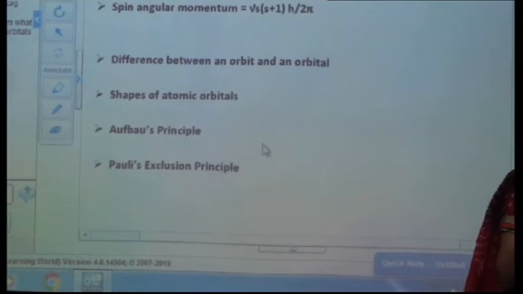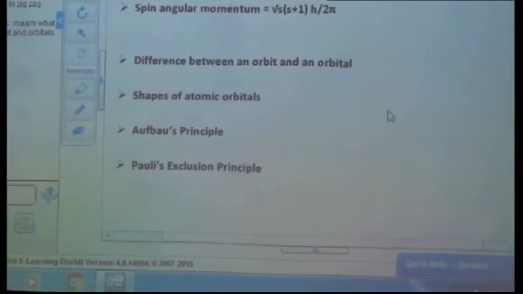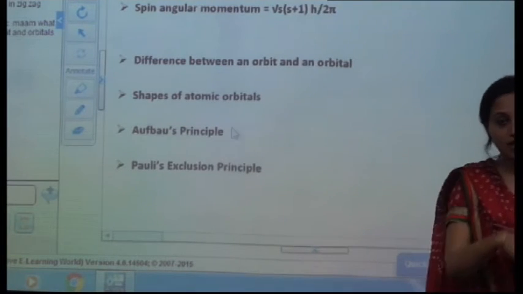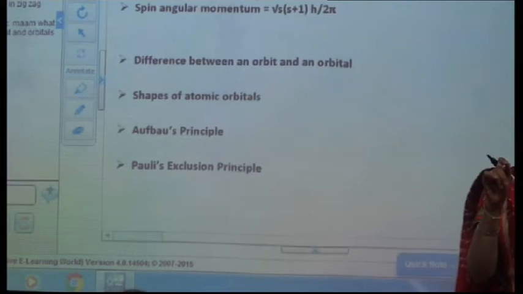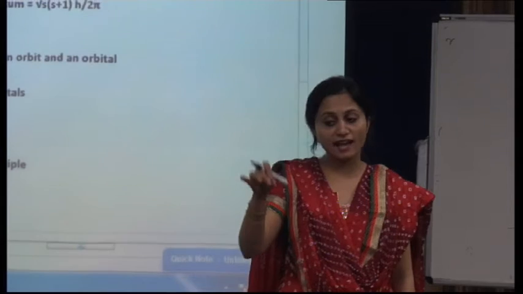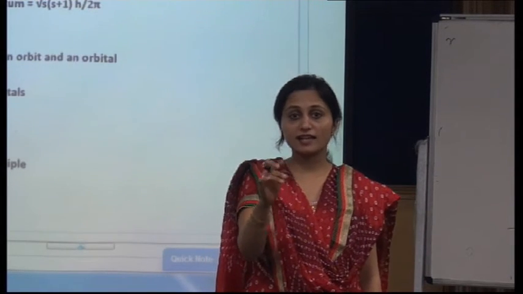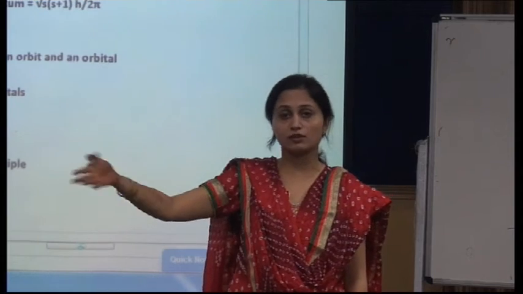Again a doubt: what is the difference between an orbit and an orbital? An orbit is fixed around the nucleus. This was a concept given by Bohr. Bohr stated that the angular momentum is quantized, and there he introduced n, and this n was referring to the first level, second level, third level.